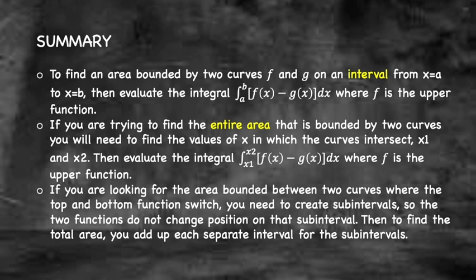One last thing to mention. If you're looking for the area bounded between 2 curves where the top and bottom function get swapped, you need to create subintervals so that each subinterval only has one function as the top and one function as the bottom. And that way you can integrate each of those subintervals and just add them together to get the total area.